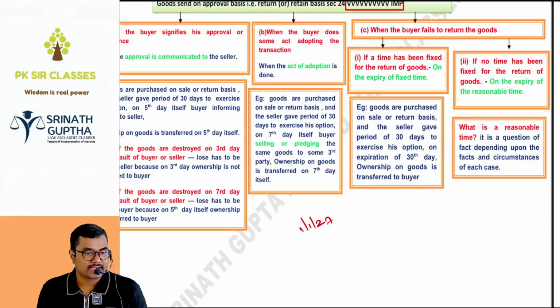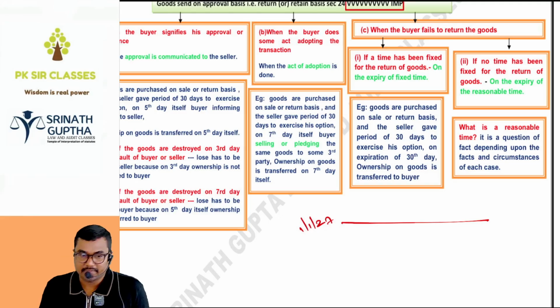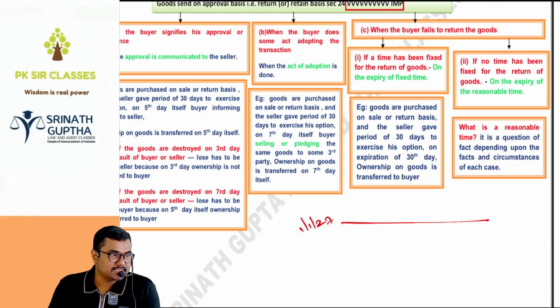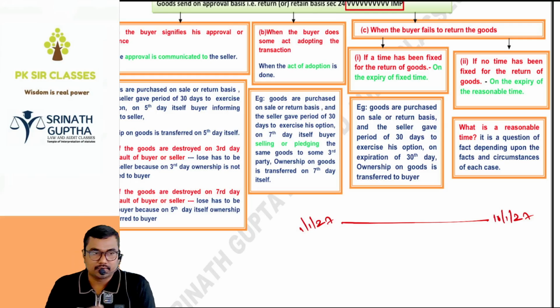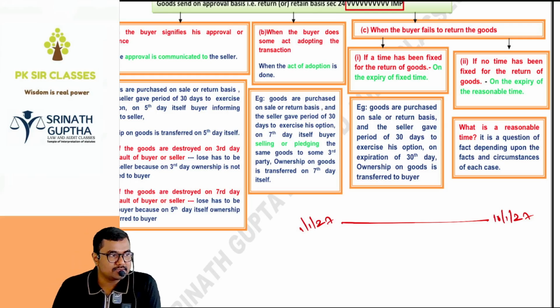I am giving some goods to Rajni. I am giving the bike to Rajni. Rajni said, Srinath sir, I will use the bike for 10 days. If I like the goods, I will keep the goods. If I don't like, I will return the goods. Goods sent on approval basis. If she approves, it will become a sale. If she is not approving, it will be cancelled.